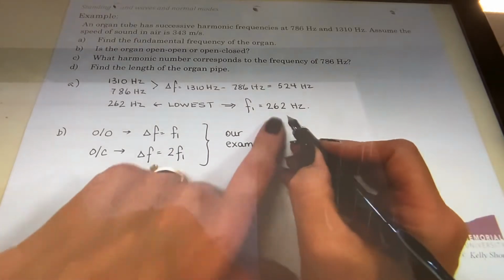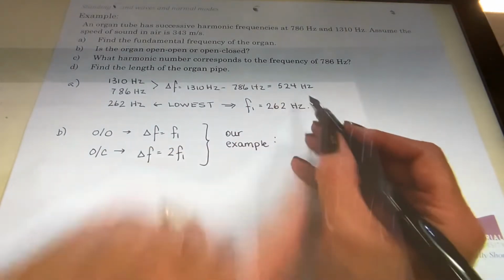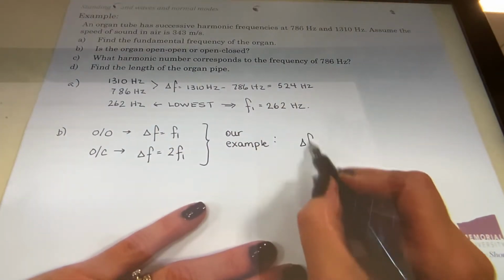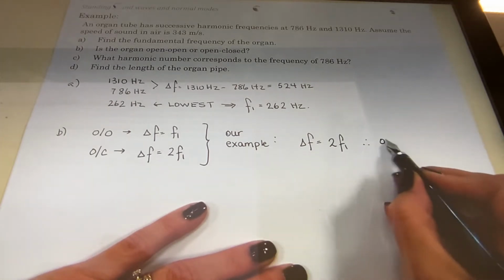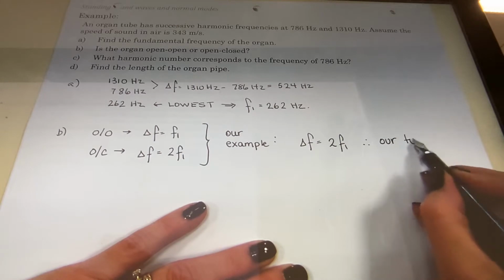In our example, F1 is 262, but delta F is 524. So here we see that delta F is double the fundamental. Therefore, our tube is open at one end and closed at the other.